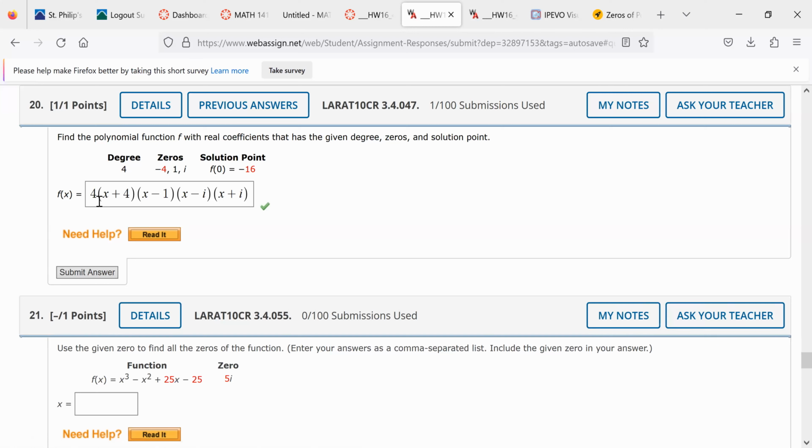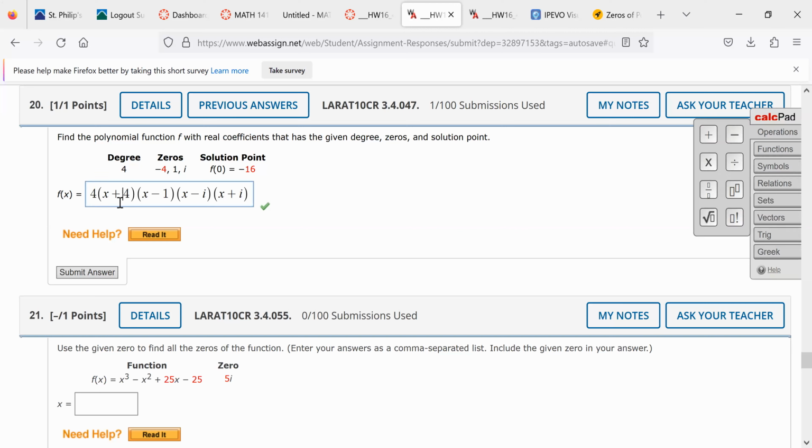No, A is just the coefficient. So basically, this is helping us determine a specific polynomial that incorporates the solution point. The degree refers to number of factors. So we got 1, 2, 3, 4. So that's 4 factors, 4 zeros.